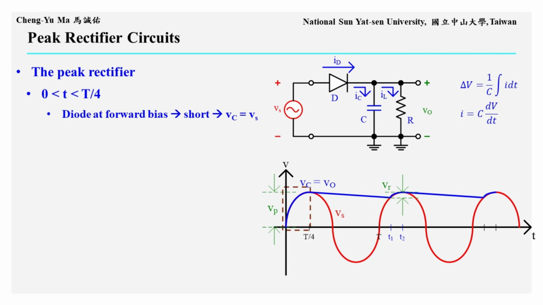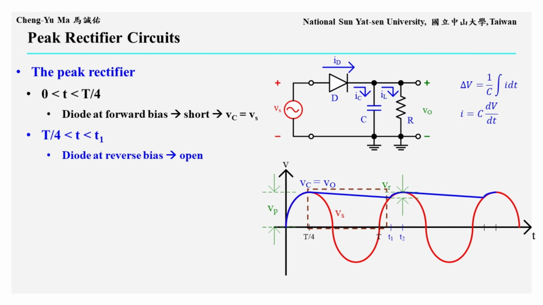Therefore, the diode is forward biased and conducts as a short circuit. The output voltage VO is then equal to Vs. After t over 4, Vs starts to decrease. The diode anode voltage becomes lower than the cathode voltage, so the diode becomes reverse biased and open. At this point, Vs no longer affects the capacitor-resistor branch.